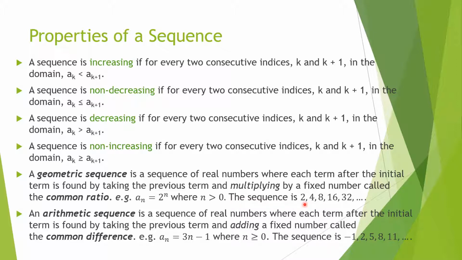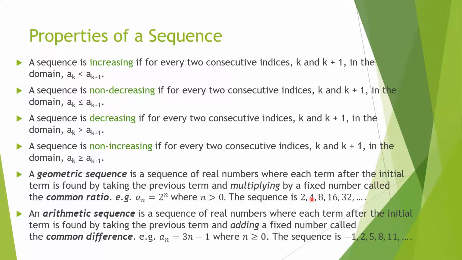If you replace n by 1, then you get 2 to the power 1, which is 2. Replace n by 2, then it would be 2 to the power 2, which is 4. Then you replace n by 3, you get 2 to the power 3, which is 8. Then we have 16, 32, and this pattern continues forever. So why do we call this sequence a geometric sequence? Because after the initial term, the consecutive terms can be calculated by multiplying the previous term by 2. So 2 here is the common ratio for this geometric sequence.